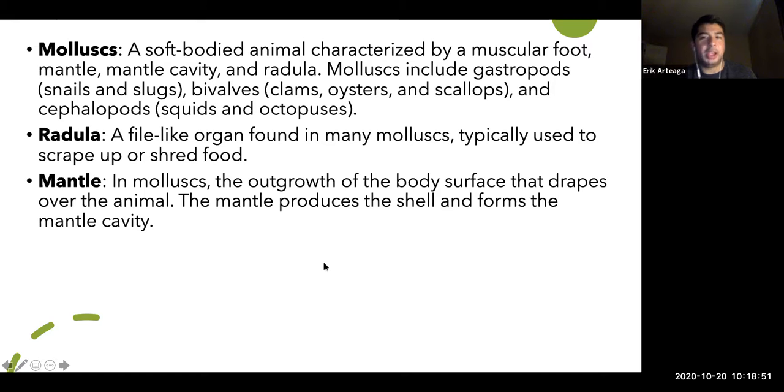So mollusks are a soft body animal characterized by a muscular foot, mantle cavity, and radula. So the radula is going to be kind of their mouth and teeth component, right? A radula is going to be a really sandpaper-like development in their mouth they use to rasp or scrape their prey to break it down. Mollusks include gastropods, snails and slugs, bivalves, clams, oysters and scallops, and cephalopods, squids and octopus. A radula, a file-like organ found in many mollusks, typically used to scrape up or shred food. Mantle in mollusks, the outgrowth of the body surface that drapes over the animal. The mantle produces a shell and forms a mantle cavity.